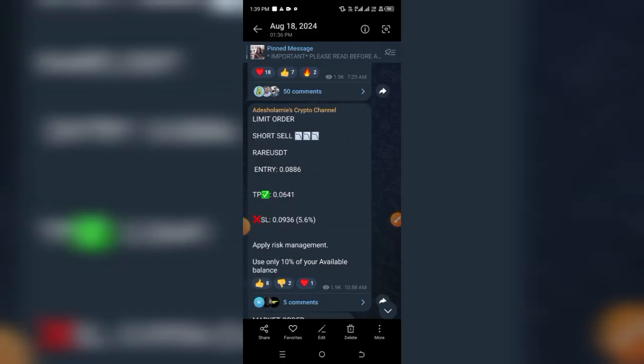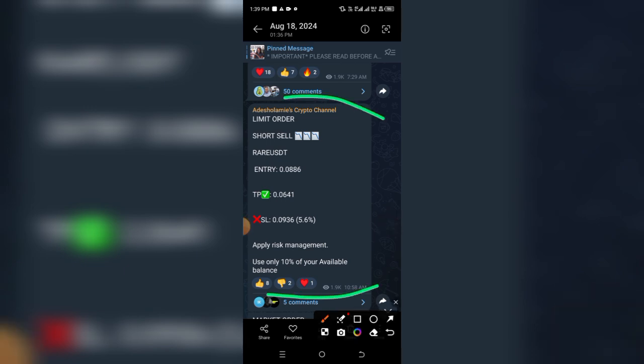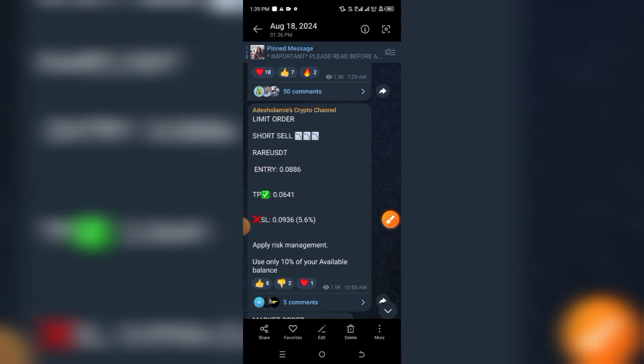Most of the signals that people are going to be sending you on Telegram, WhatsApp, etc., are generally going to look like this. And as a beginner, you might be confused or not understand exactly what this means. So without wasting much of your time, let us get right into it.